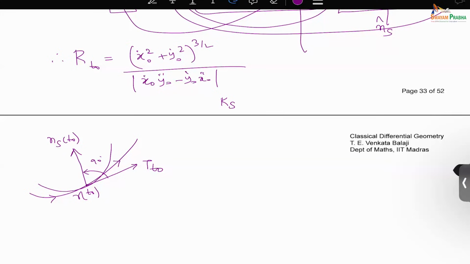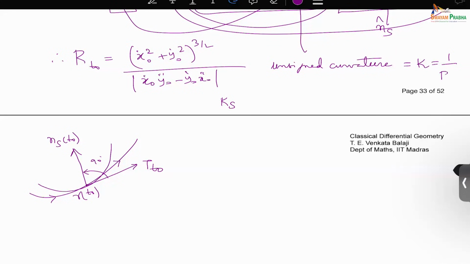By the way, I should tell you, unsigned curvature, what is it? We have already agreed that it is the reciprocal of the radius of curvature. The larger the radius of curvature, the smaller the curvature, and the smaller the radius of curvature, the larger the curvature. So our curvature is supposed to be the reciprocal of the radius of curvature. So unsigned curvature is written as just kappa, and it is just 1 by R(t naught). This is unsigned curvature. If I say at t naught, I have to put kappa(t naught), and this is just 1 by R(t naught).